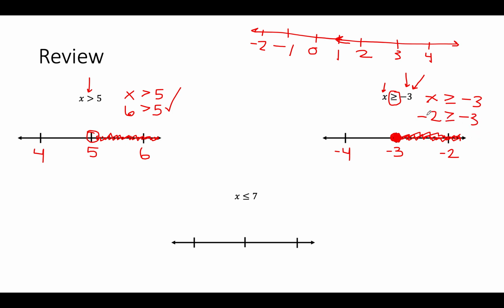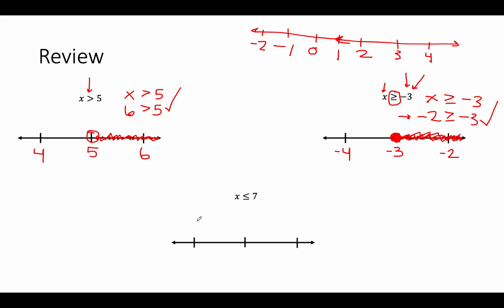Again, would you rather pay $2 or $3 for that same item? I would rather pay $2, save myself $1. So yes, this is a true statement. Negative 2 is greater than negative 3, which means we are correct by shading to the right. Again, remember, if you eat x, we shade to the right. If you don't eat x, you're going to shade to the left. And we'll see that here in this last one, as we see it as x is less than or equal to 7.